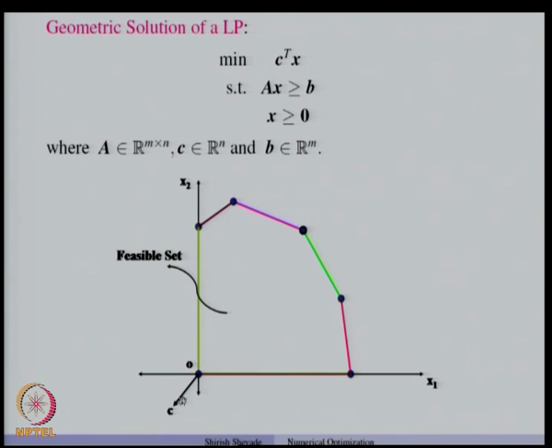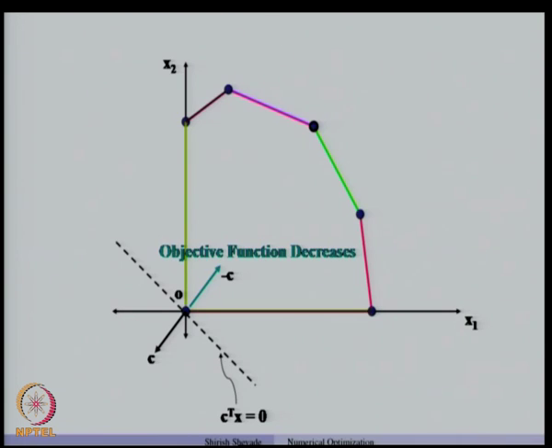And assume that the vector C is as shown here, and our aim is to minimize C transpose X subject to the constraint that X belongs to the feasible set X. So, let us see how to do this.